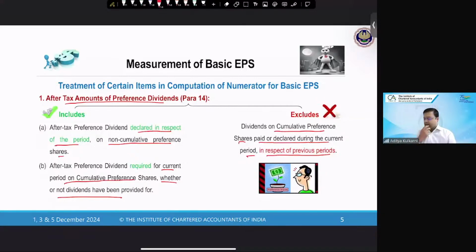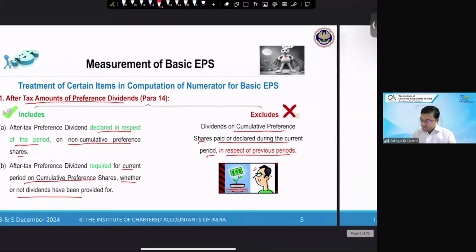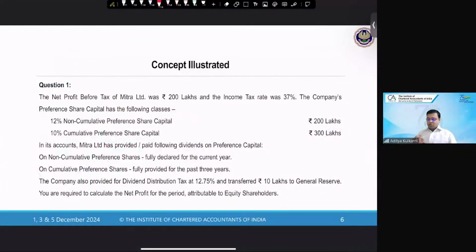Right. Okay, fine. So let us continue. Coming to one of the questions: the net profit before tax of Mitra Limited was 200 lakhs. The income tax rate was 37%. The company's preference share capital has the following classes: 12% non-cumulative preference capital, 200 lakhs; 10% cumulative preference share capital, 300 lakhs. In its accounts, Mitra has provided or paid the following dividends on preference capital.